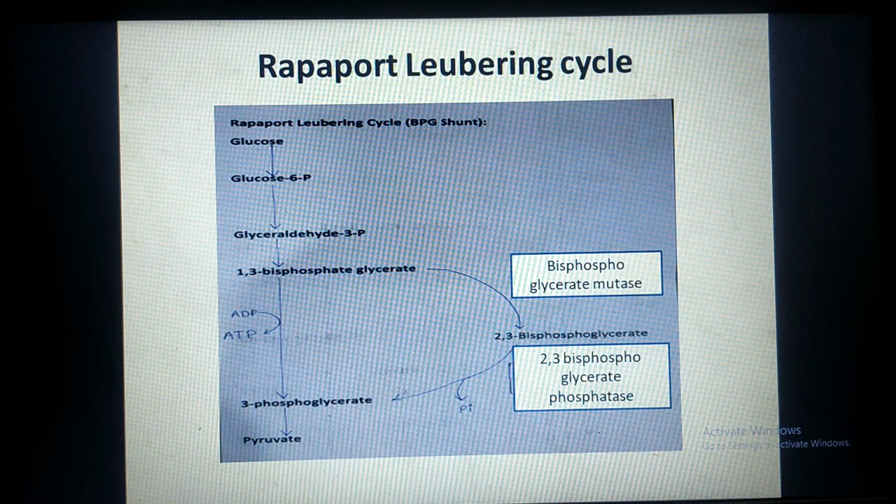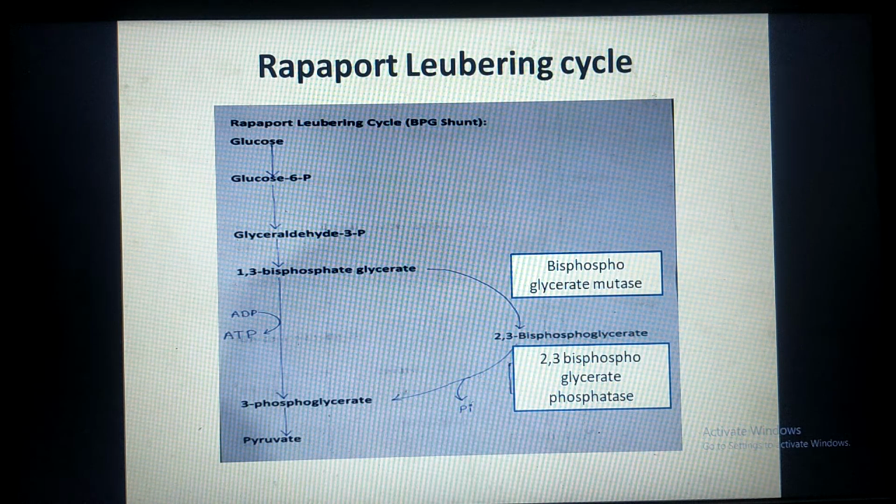In glycolysis in other tissues, 1,3-bisphosphoglycerate is directly converted into 3-phosphoglycerate, but in RBCs 1,3-bisphosphoglycerate is first converted into 2,3-bisphosphoglycerate with the help of enzyme bisphosphoglycerate mutase. Here there is a shifting of phosphate from first carbon to second carbon, so mutation takes place, so the enzyme is mutase.